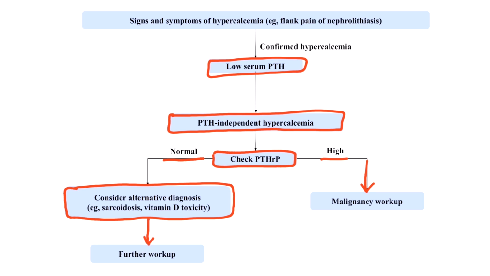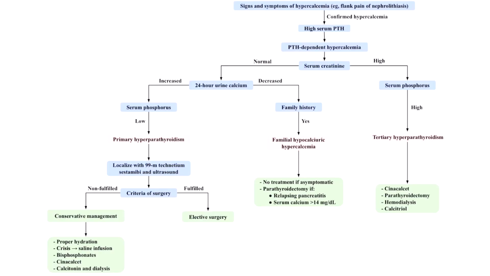the appropriate workup. Now that we've reviewed hypercalcemia with low PTH levels, let's take a look at the other side of the algorithm, which is hypercalcemia with high PTH levels. Once the hypercalcemia with high PTH levels is confirmed, we know we're dealing with the PTH-dependent hypercalcemia. The next diagnostic test to order is serum creatinine. If serum creatinine is normal, then one should order the 24-hour urine calcium.